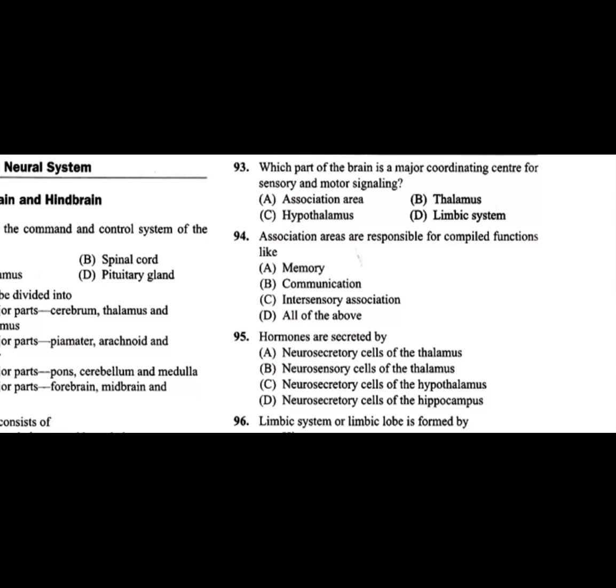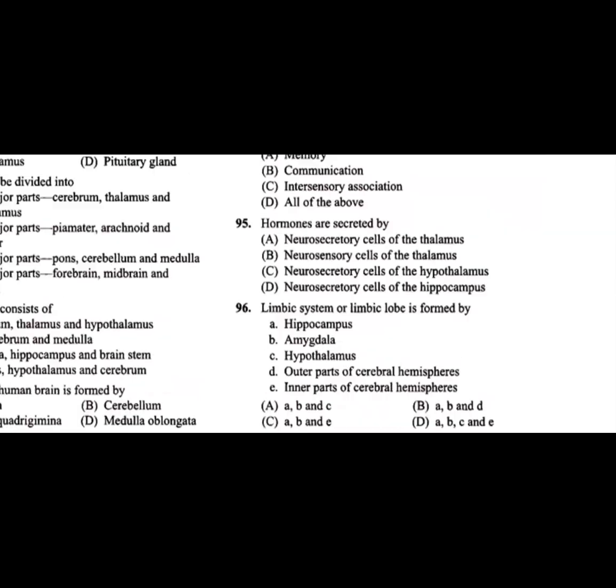Question number 95, hormones are secreted by. So, the neurosecretory cells of the hypothalamus, where it will be controlling the posterior pituitary directly with the help of neurons. That's why we'll read in the endocrine system that the hypothalamus is one of the endocrine glands. So question number 95, hormones are secreted by neurosecretory cells of the hypothalamus.